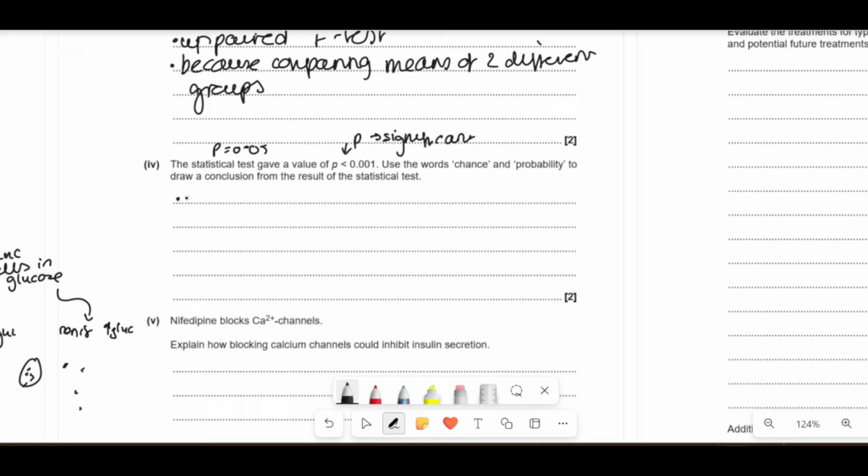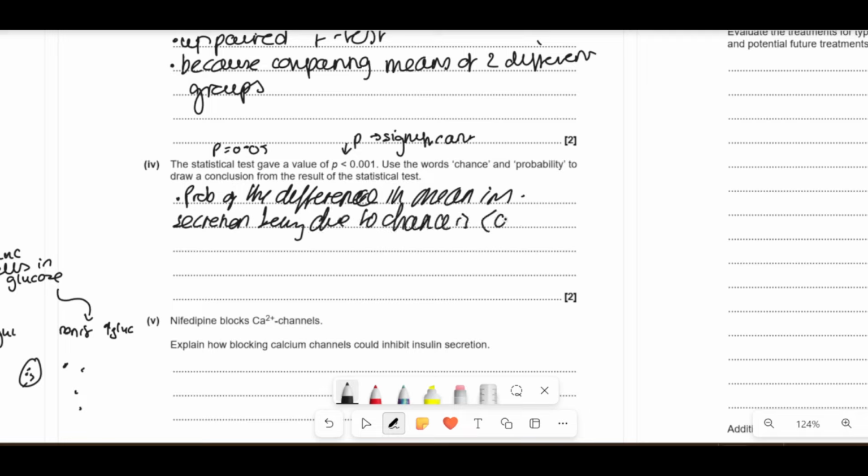So therefore, it means that the probability of, and then don't say just the results, say what they are, the difference in mean insulin secretion being due to chance is less than 0.001. There you go. So therefore the results are unlikely to be due to chance.